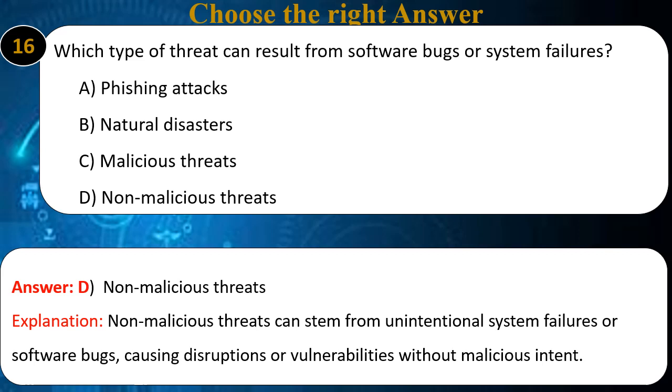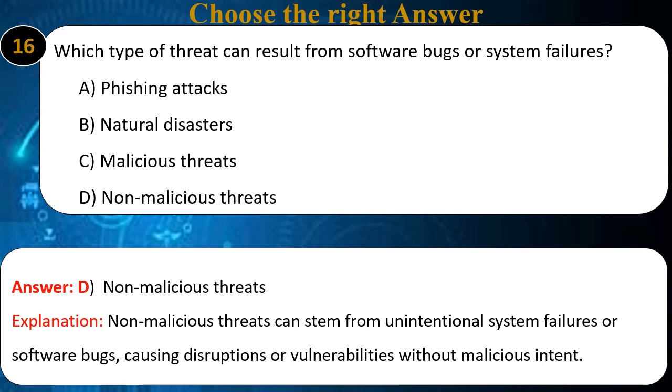Here's why the other options are not the best fit. A. Phishing attacks. These involve intentional deception to steal information or access credentials, not software bugs or system failures. B. Natural disasters. Earthquakes, floods, and other natural phenomena can damage infrastructure and disrupt systems, but they're not caused by software or system issues. C. Malicious threats. While vulnerabilities in software or systems can be used for malicious purposes, the threats themselves are not inherently malicious.